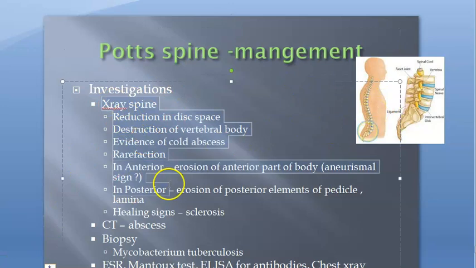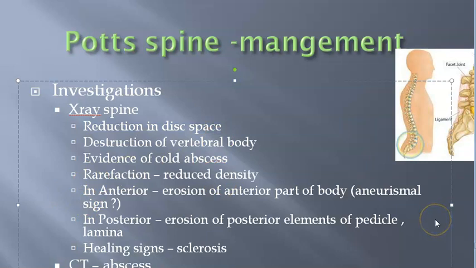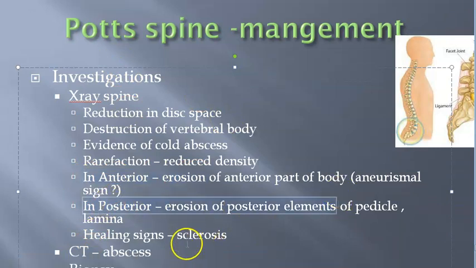So you will call this patient, and you will take an X-ray of the spine. What will you see in that? You will see that there is reduction in the disc space, and there is destruction of the vertebral body. You will see cold abscess, you will see rarefaction. What is rarefaction? The density of the vertebra is reduced. If it is anterior, you will see erosion in the anterior part, and if it is posterior, you will see erosion in the posterior ligaments. And if there is healing, you will see some sclerosis.